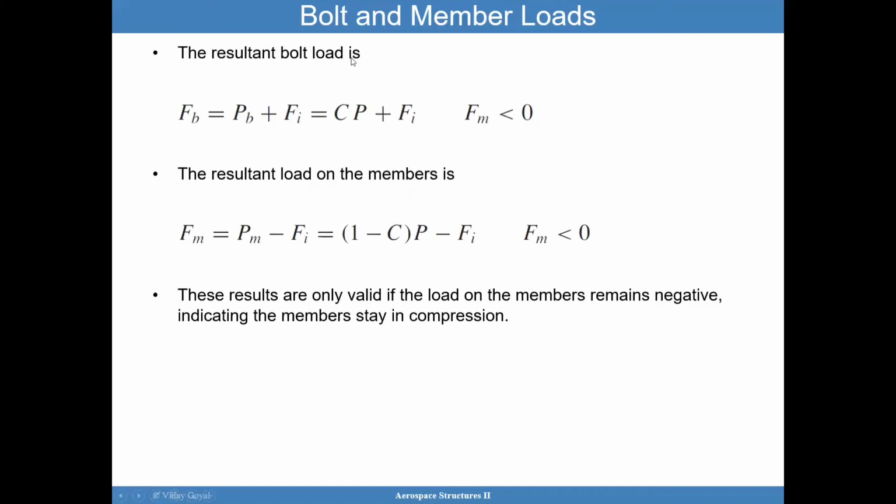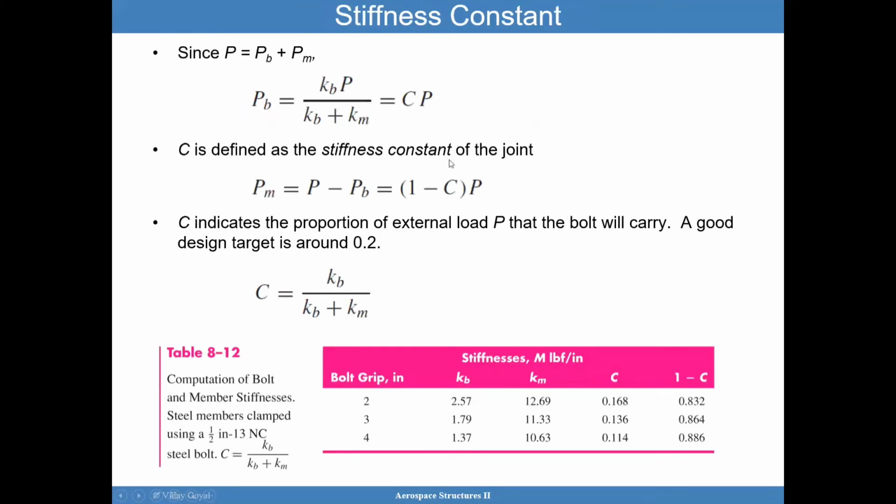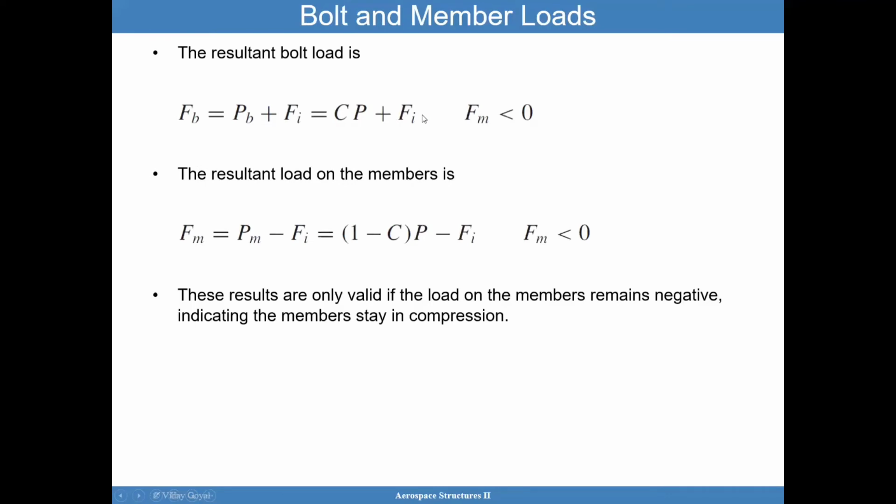The resultant bolt load then is Pb plus the preload. Pb came from the external load P, but some of that goes into the bolt, some goes into the member. For the resultant bolt load, we have the stiffness constant of the joint C, which is this ratio here that's known, times P, plus Fi. And the resultant load on the members is the force that goes into the member minus Fi, the preload: 1 minus C times P, minus Fi. And we want to make sure that the member is in compression. If it's not in compression, then we have gapping.